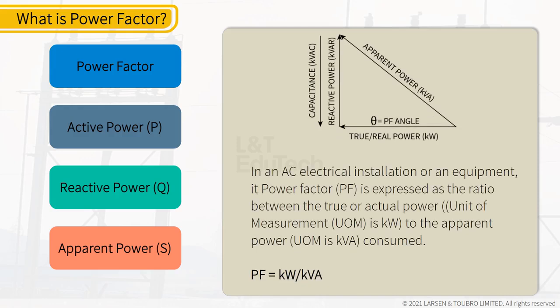In an AC electrical installation or equipment, power factor (PF) is expressed as the ratio between the true or actual power measured in kilowatts to the apparent power consumed in kVA. PF is equal to kW divided by kVA.